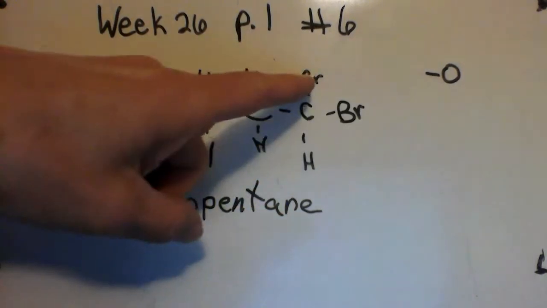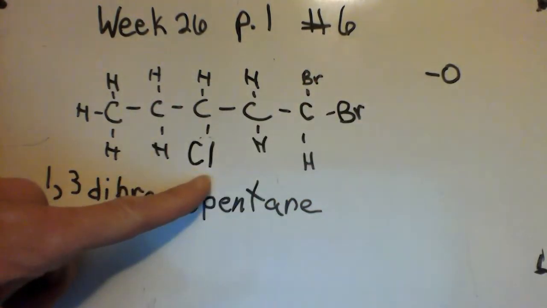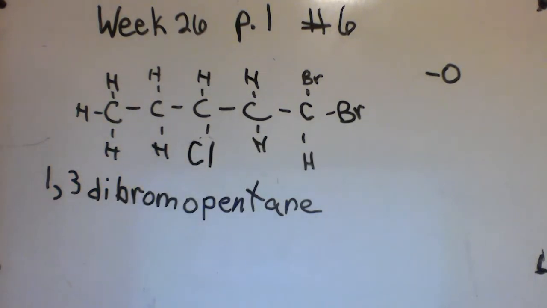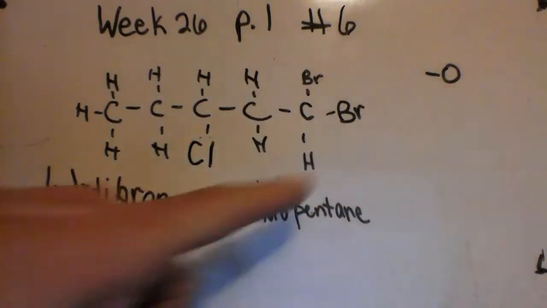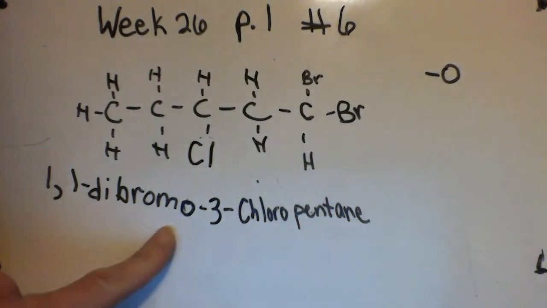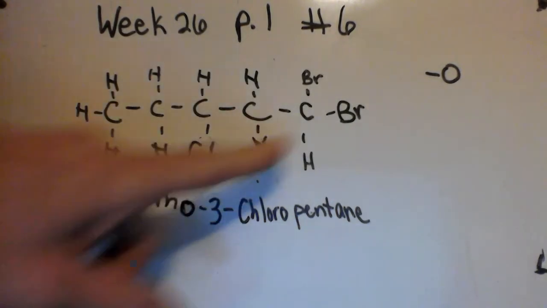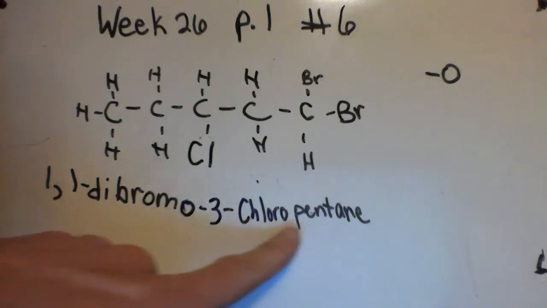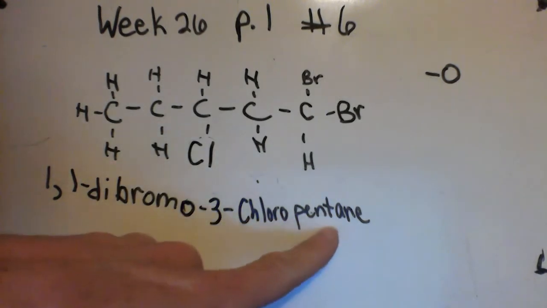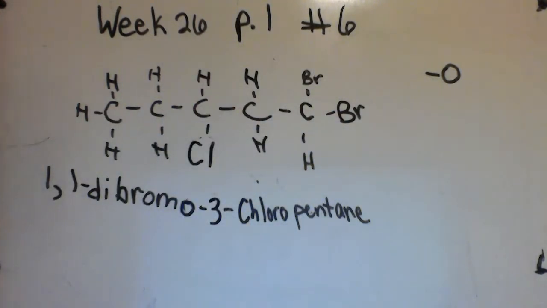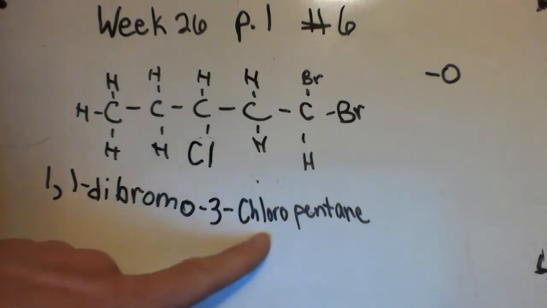Now I've repositioned the bromines where they were, and I added chlorine here at position 3 just to show you how you would name this. So here we have 1,1-dibromopentane, but it also has chlorine. So I start at the end and I have 1,1-dibromo, and then I have at carbon number 3 chlorine, so we add the O to show it's a halogen, 3-chloropentane because it's still a 5-carbon hydrocarbon with all single bonds. So 1,1-dibromo, 3-chloropentane.